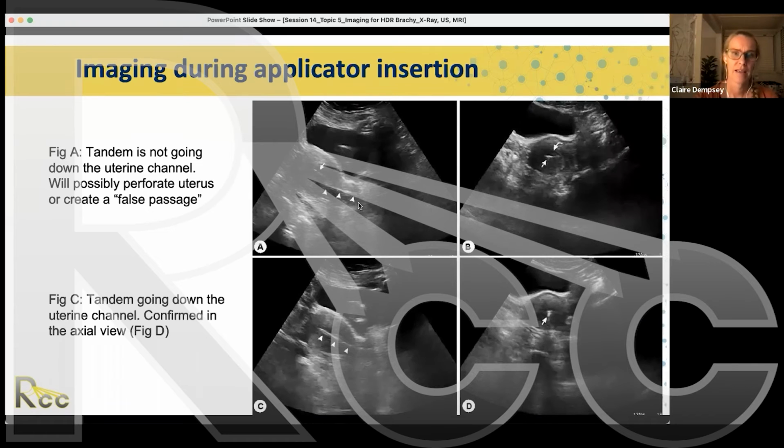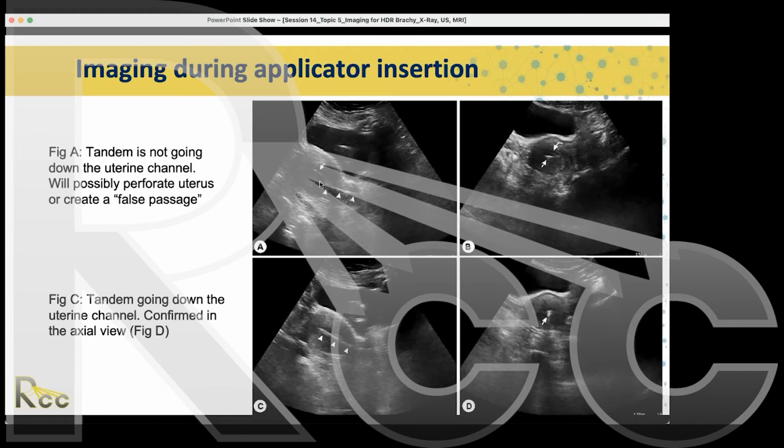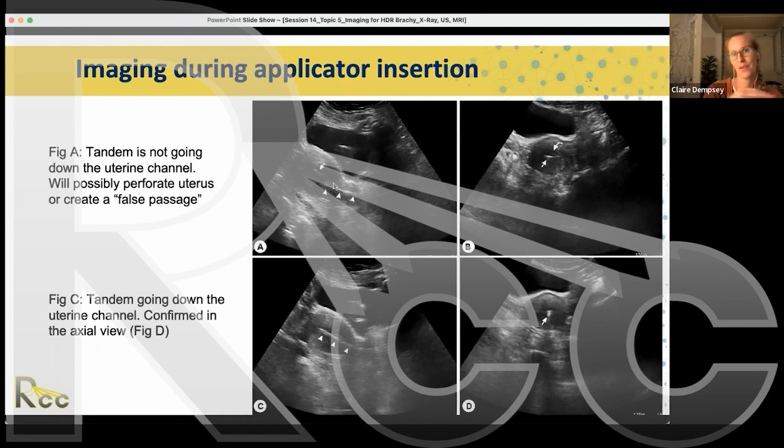So figure A, you can see the tandem is not going down the uterine channel. So here's the tandem here, and this is the uterine channel that it needs to be going into. So it could be that the angle of the tandem is not right, but to me it looks like what's happening is the applicator is starting to form a false passage. So you'll end up having a false pathway through the uterus, which is not helpful and could ultimately lead to a perforation.